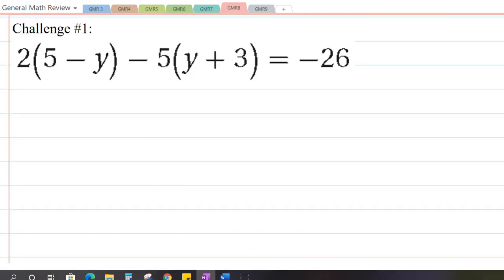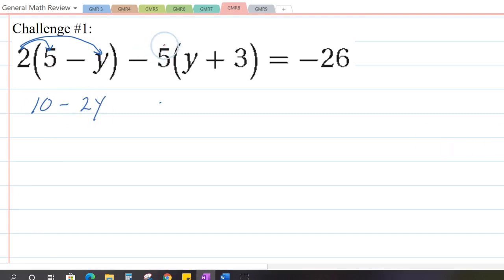All right, a couple challenging problems here. First, before I can do anything, I have to take care of those parentheses. In this case, they need to be distributed, so that's multiplying. I'm going to distribute the 2 to the 5. I'm going to distribute the 2 to the y. That's going to give me 10 minus 2y.